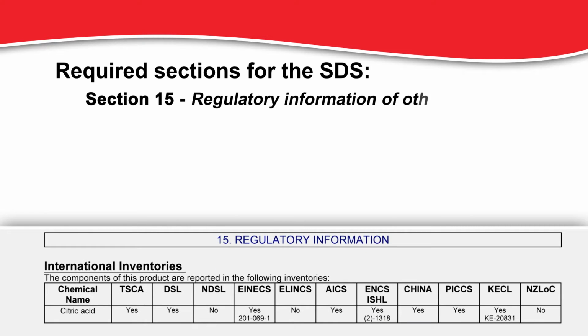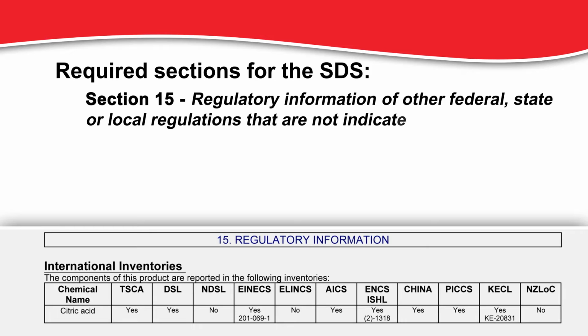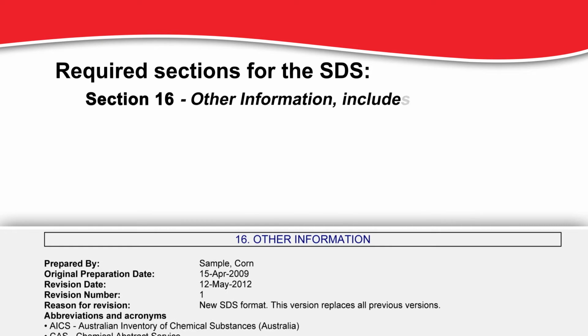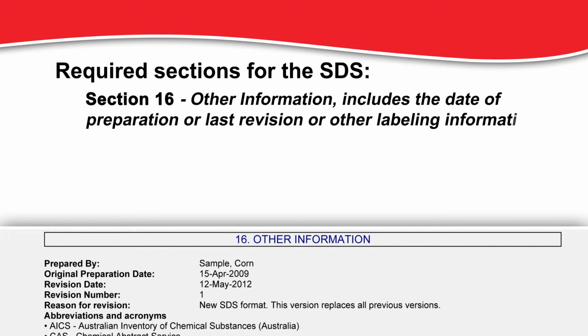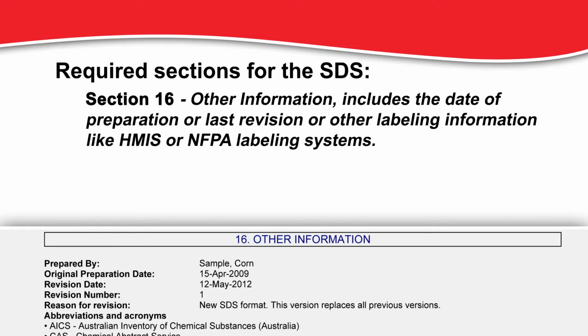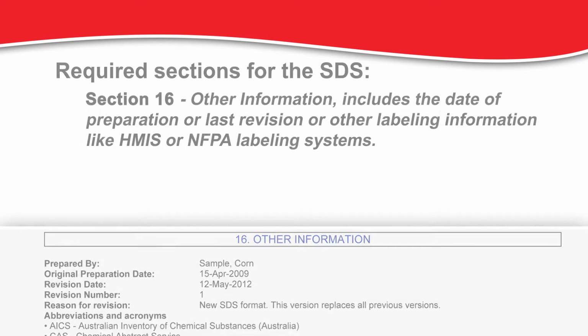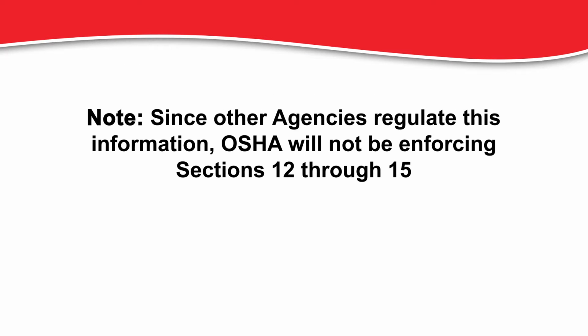Section 15. Regulatory information of other federal, state, or local regulations that are not indicated anywhere else on the SDS. Section 16. Other information includes the date of preparation or last revision or other labeling information like HMIS or NFPA labeling systems. Note: since other agencies regulate this information, OSHA will not be enforcing Sections 12 through 15.